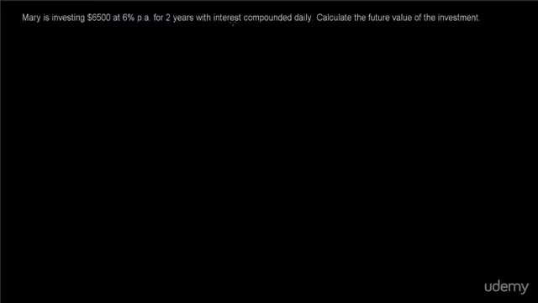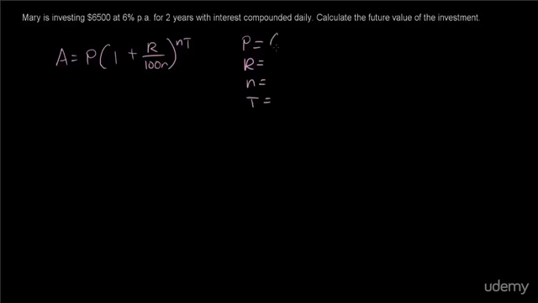So now we're going to do a question where the interest is compounded daily. Okay, so we always write down the formula first. A equals P bracket 1 plus R over 100 N bracket NT. And then we write P equals, R equals, N equals, T equals. P equals 6,500, that's the principal. R equals 6% per annum. T equals 2 years. And N is, now let's have a look, compounded daily.